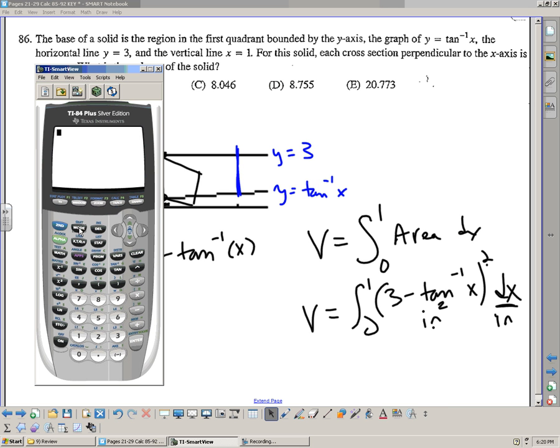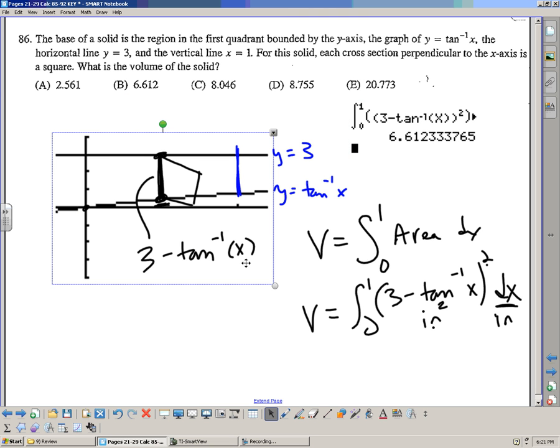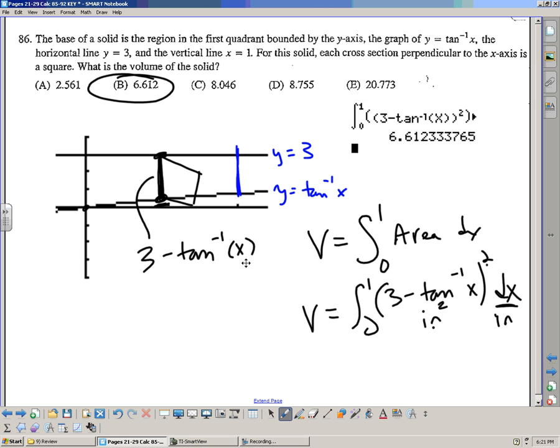we're going to plug in math 9, integral from 0 to 1. We're going to go parentheses 3 minus inverse tan of x. Whoops, I got to close that parentheses and close the other one and square it. That looks good. dx, and here we are, 6.612. So here we go, 6.612, final answer.